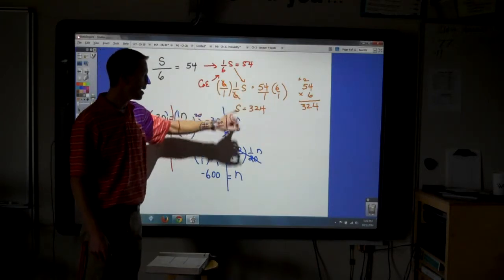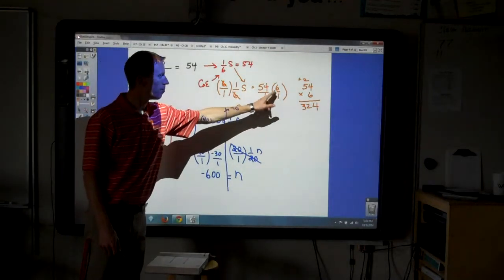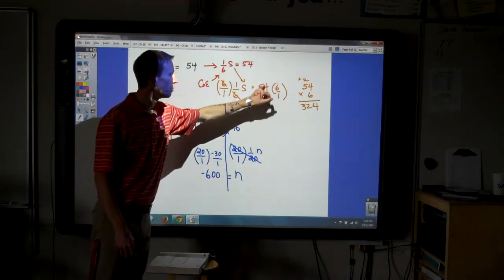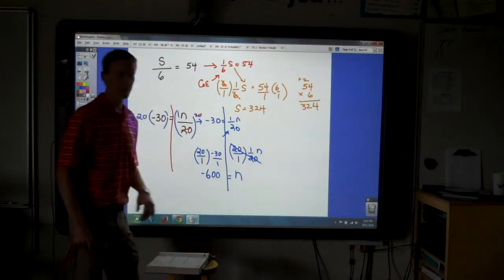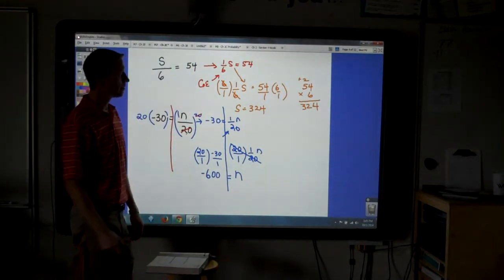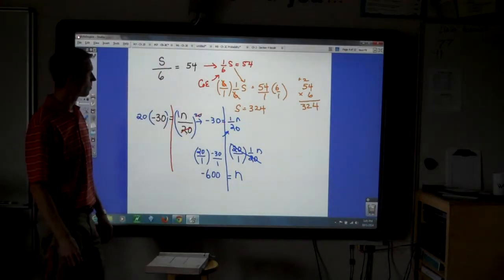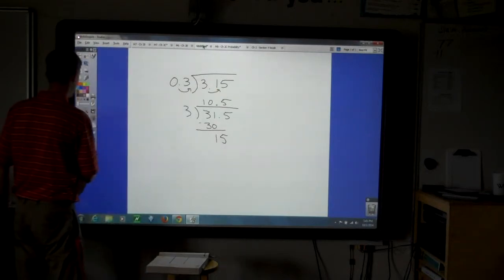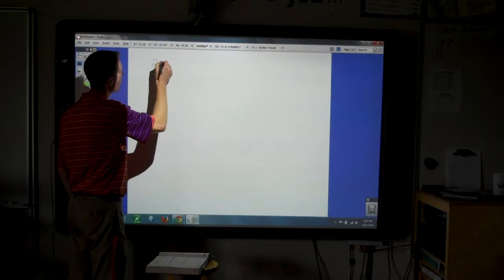That leaves 1s. Then multiply this side by 6 over 1. 6 over 1 times 54 is 324. That gives us a solution. S equals 324. Alright? Let's go to our book, page 96, number 21 is part of your assignment.